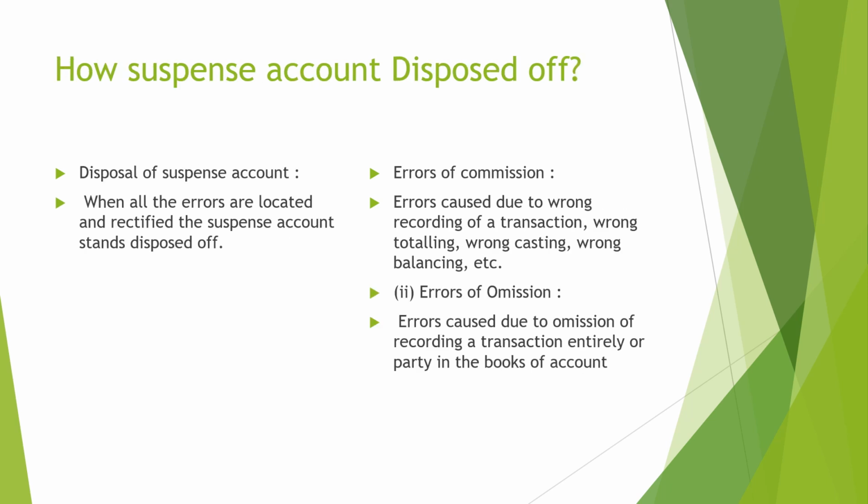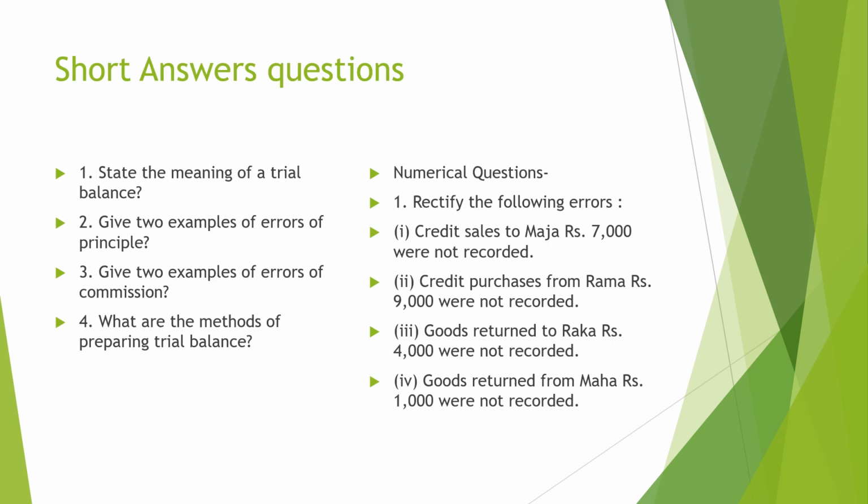Disposal of suspense account, how can we close the suspense account? When all the errors are located and rectified, the suspense account is then disposed of. Error of commission, what does it mean? Error caused due to wrong recording of transaction, wrong totaling, wrong casting, wrong balancing are known as errors of commission. What is error of omission? Error caused due to omission of recording a transaction entirely or partly in the books of account.